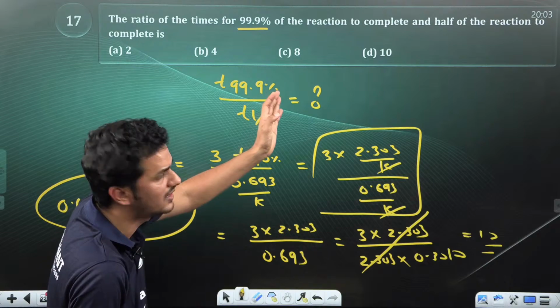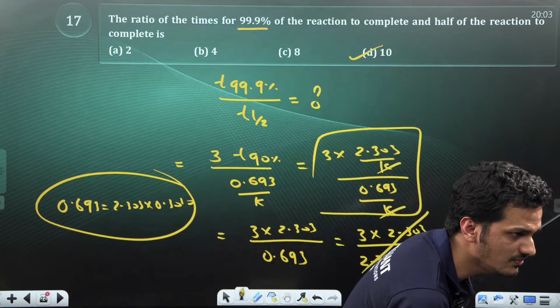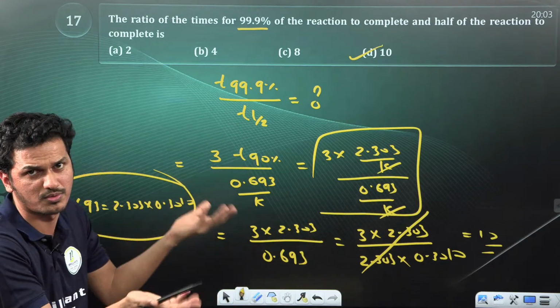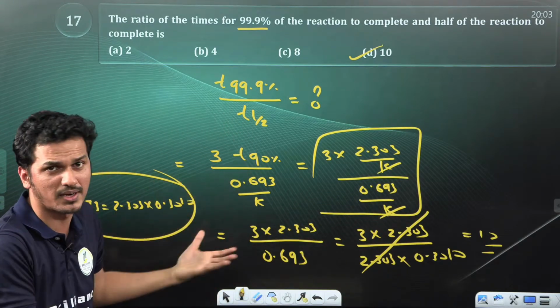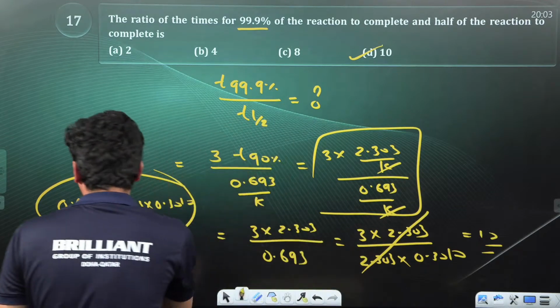Is there any option like that? Yes, option D is the correct one. Is it okay, guys? We can do it direct, no problem, no issue. But if you remember this one, it is easy. Okay, now ready. Then we can go to the next question, guys.